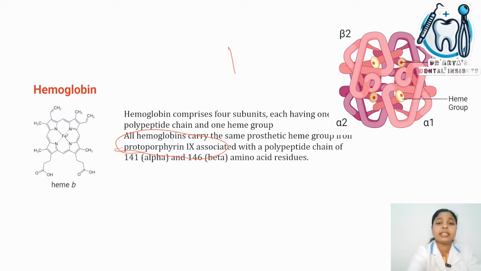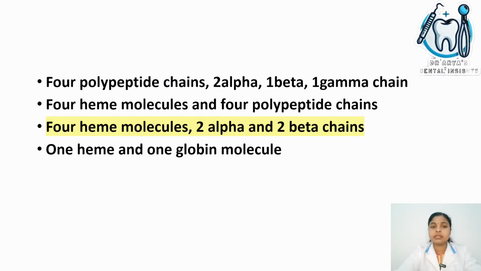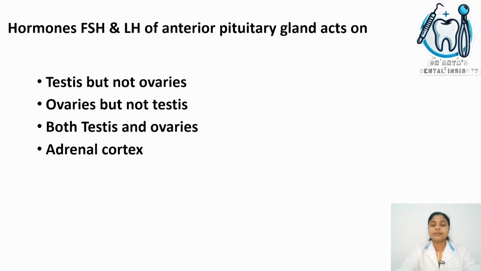Protoporphyrin 9 is involved in the hemoglobin. Okay. So the correct answer is 4 heme molecules, 2 alpha and 2 beta chains. Okay. So coming to the next question.